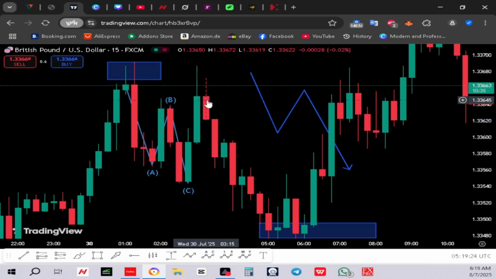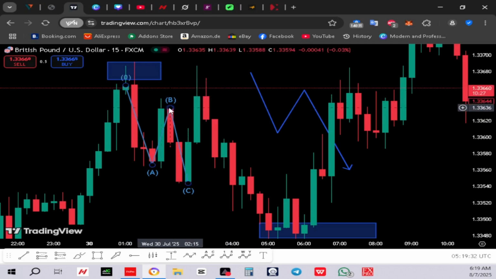Now I can call this pullback here an uptrend. Why am I calling it an uptrend structure here? Because the height of this downtrend here got broken. Is it clear? That means this level here got broken, and for this level to get broken here, I can call this entire pullback here an uptrend. Is it clear? So what happened after this breakout here?